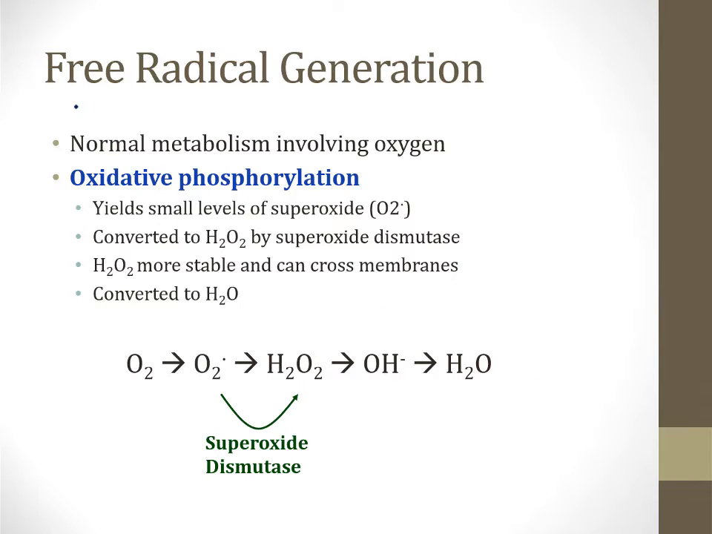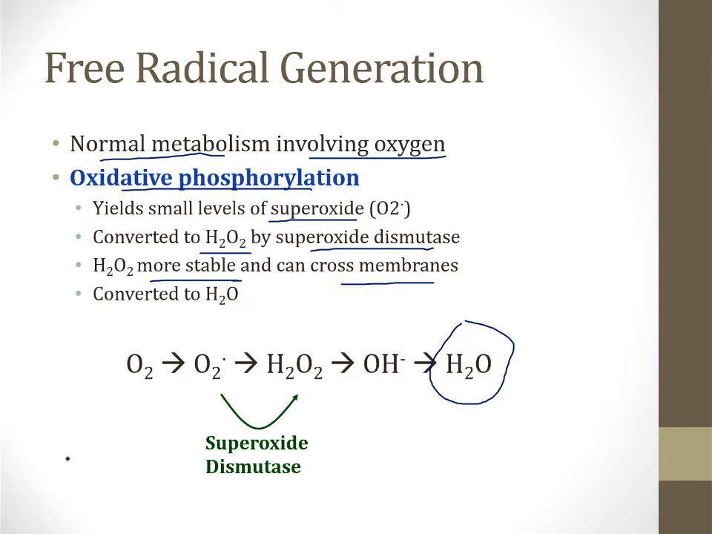Let's talk about some of the ways that free radicals are generated inside our cells under normal conditions. Normal cellular metabolism using oxygen generates small amounts of free radicals. This occurs because oxidative phosphorylation yields small amounts of superoxide. It is quickly converted to hydrogen peroxide, another free radical, by an enzyme called superoxide dismutase. And hydrogen peroxide is more stable and it can cross membranes, and it's ultimately converted to water.